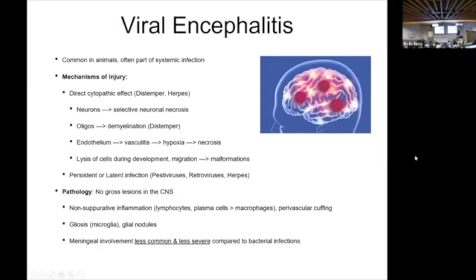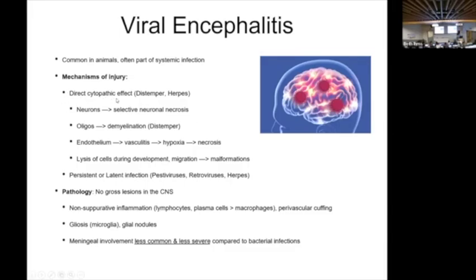All right, viral encephalitis, super common in animals. These are usually systemic infections. There are a couple agents that target the brain specifically, but it's much more common to be part of a systemic syndrome. So, a few mechanisms of injury, ways that viruses actually injure the brain.